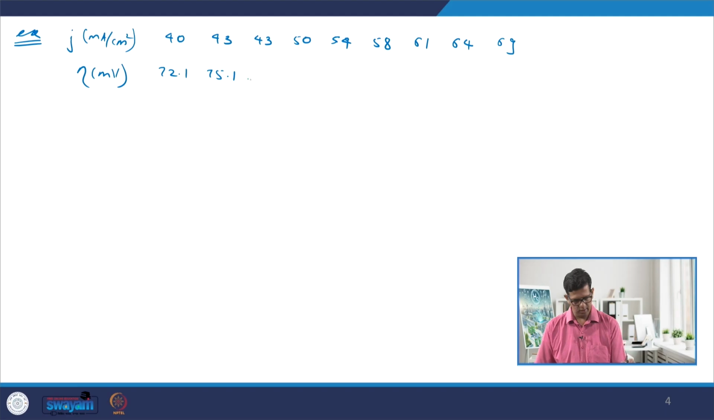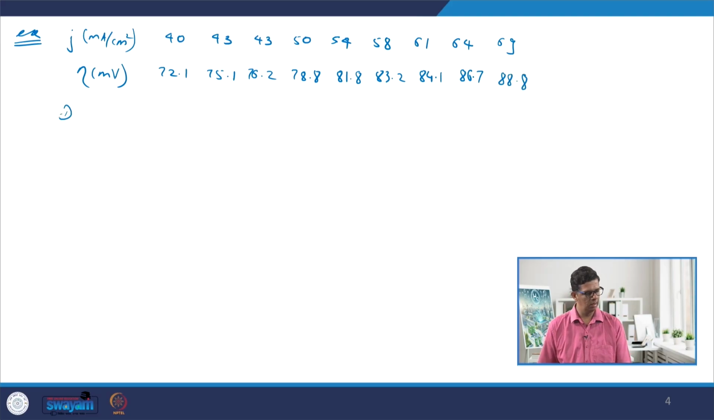75.1, 76.2, 78.8, 81.8, 83.2, 84.1, 86.7 and 88.8. So this is the data. This data is for the hydrogen electrode.